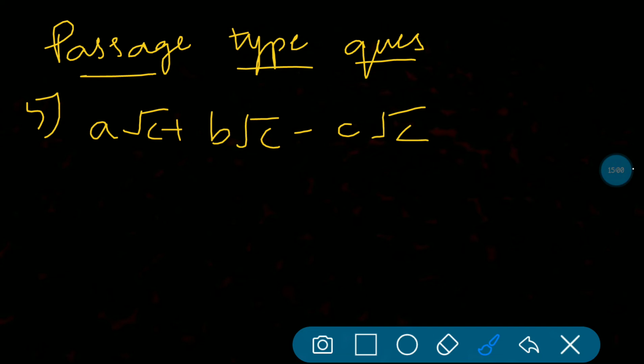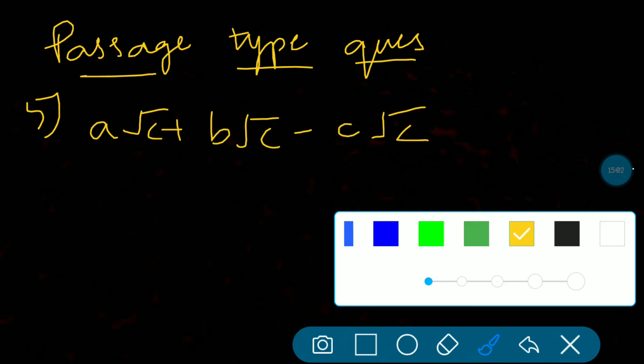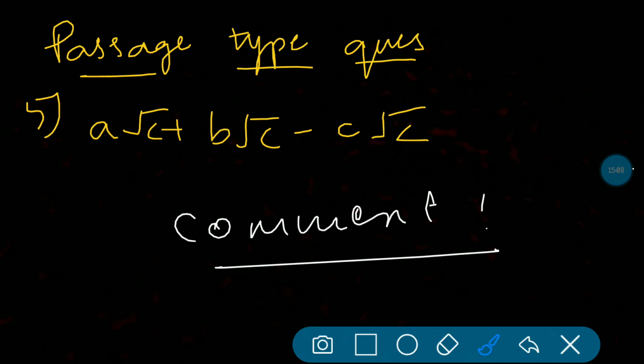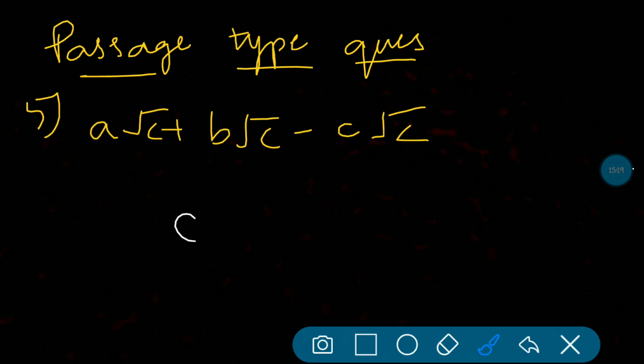So first question we have, fifth one. a root c plus b root c minus c root c. What is the answer for this? Using the distributive law, you can simply find it out. This one has to be commented. Everyone has to comment the right answer because this is the simplest question here, and I'll reply in the comment section only. Whoever comments it right will get a heart.